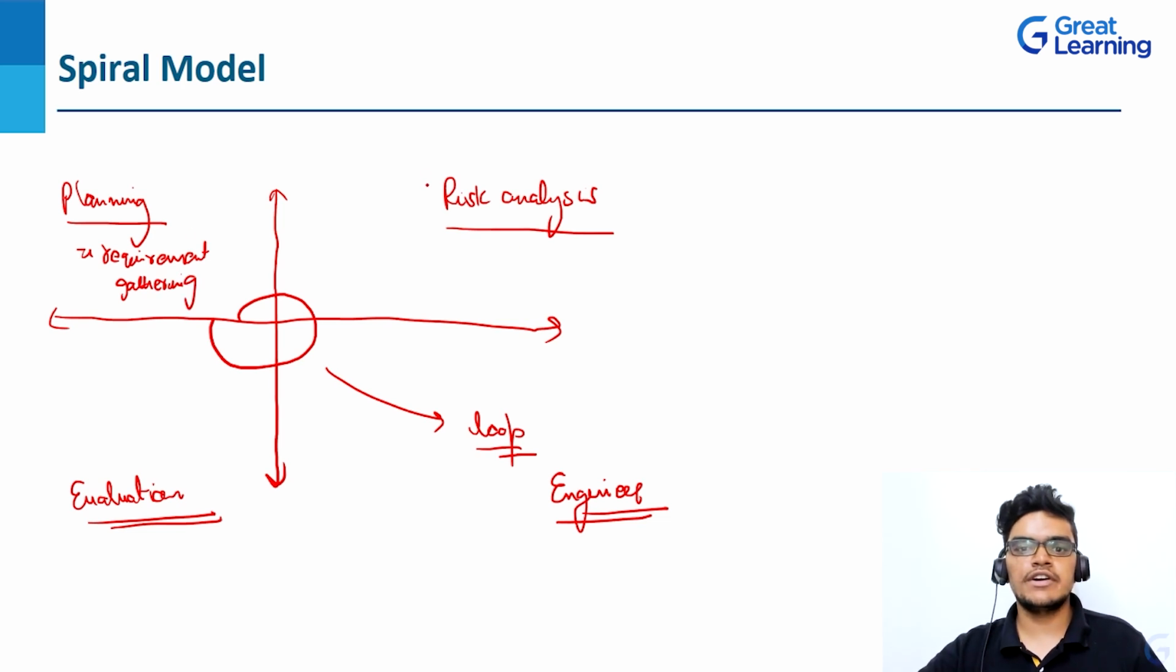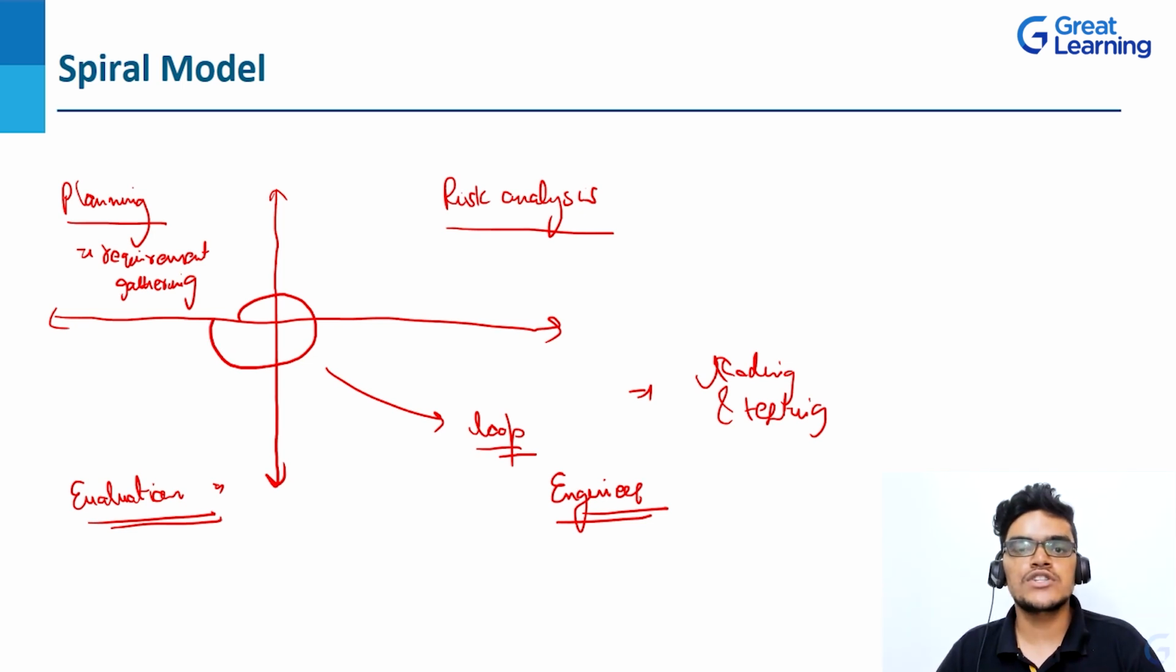Then in the second quadrant, the identification and resolution of the risk has been done. Then moving next, we have the engineer, in which the coding and testing is done. And at last, product evaluation is done by the customer. So if the customer is satisfied here, then it will stop.